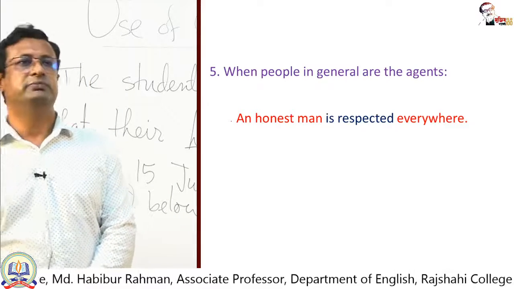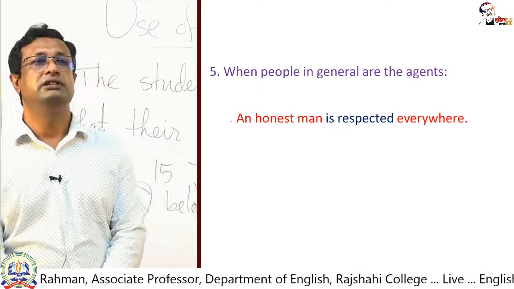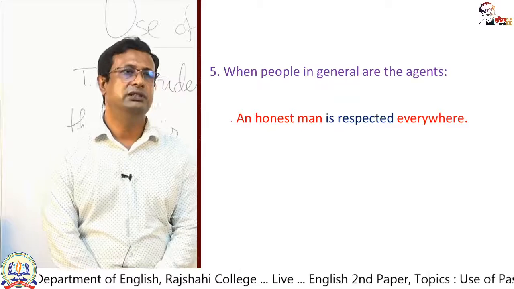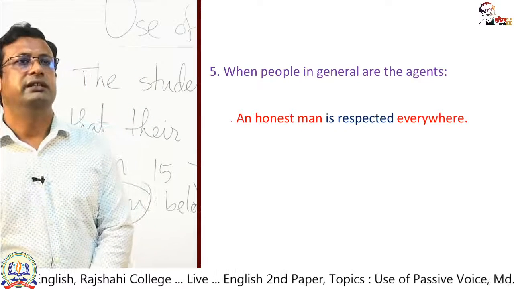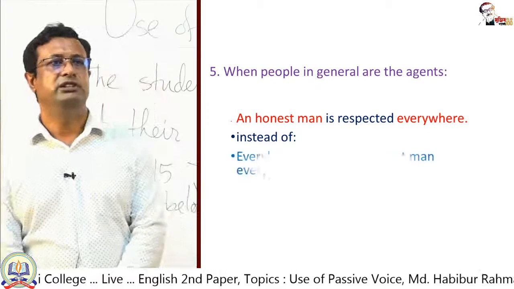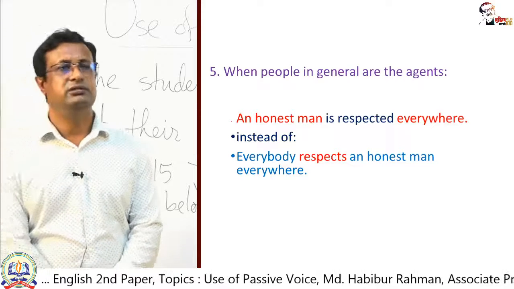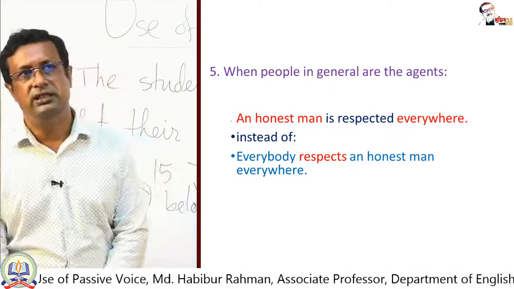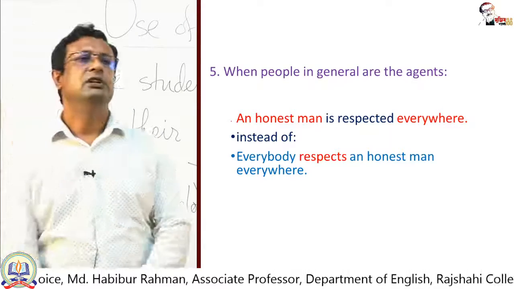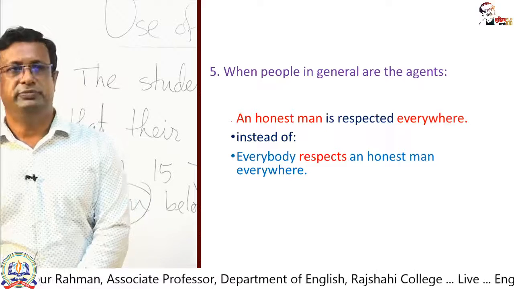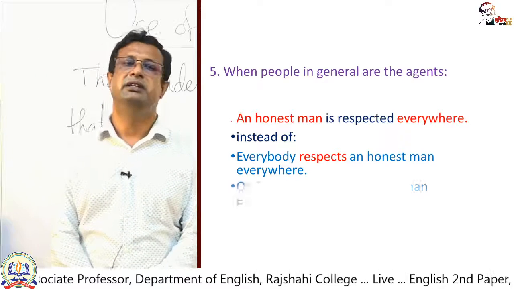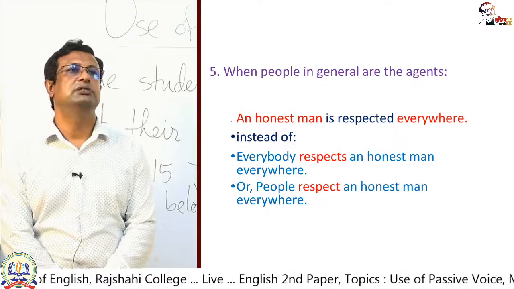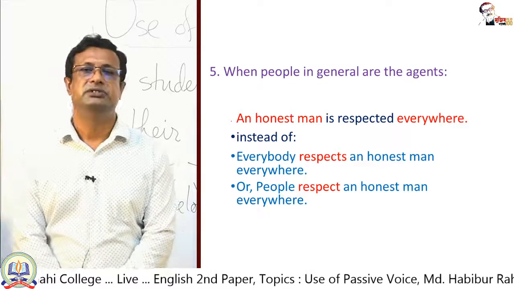So every person respects. Respects whom? An honest man. So it is quite unnecessary to mention the agent. Everybody respects an honest man everywhere. This is not as good as the previous one. An honest man is respected everywhere. Or we could say people respect an honest man everywhere. Instead of the last two sentences, we should use the first one in this case.